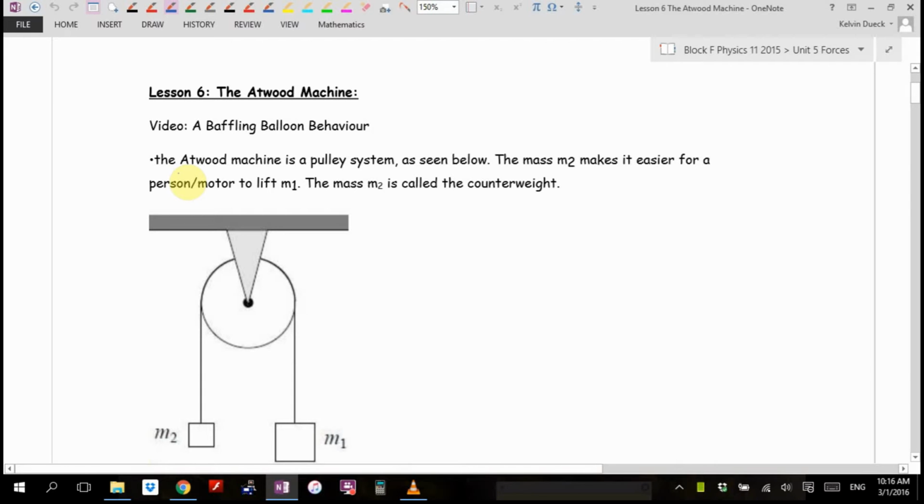So lesson 6 is something called the Atwood machine. I have a note here, video, a baffling balloon behavior. I'll show you that at the end of the class or another day, but I want to make sure I get through the lesson. What's an Atwood machine?